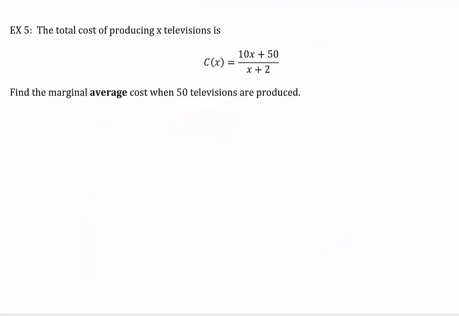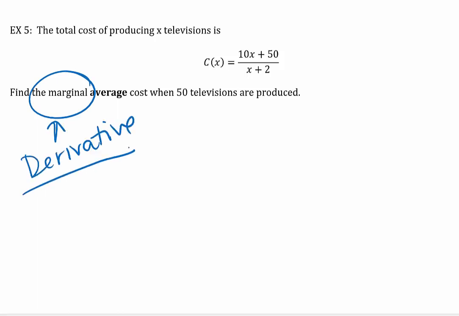All right, let's do one example of an application, as you are going to continue to see applications in all of our future sections. So this problem gives us a cost function. This is the cost of producing x televisions. We are asked to find the marginal average cost. That word marginal is telling me to find the derivative, and that word average is actually telling me I have to write a function for average cost.